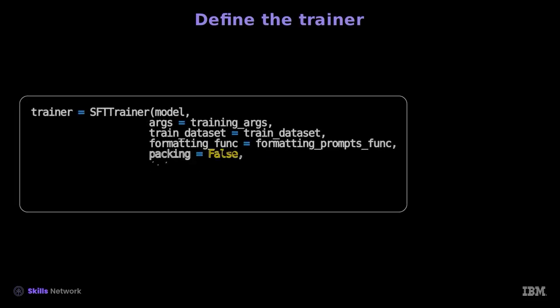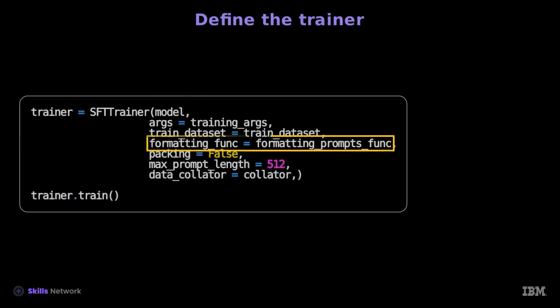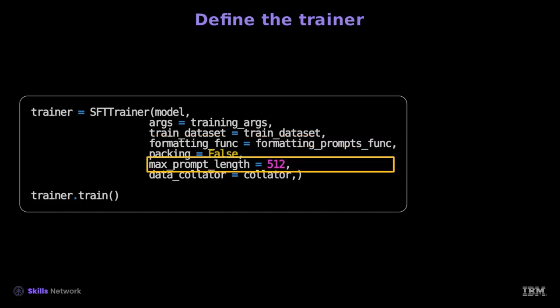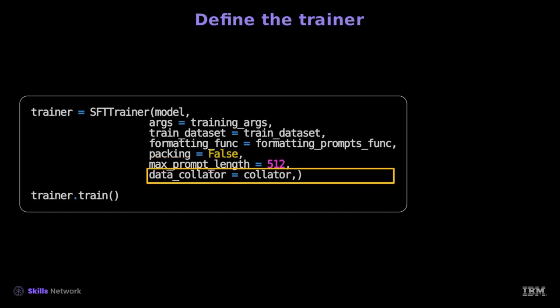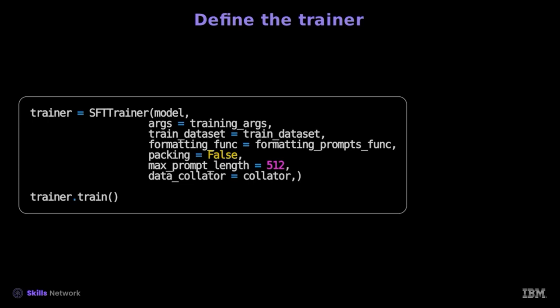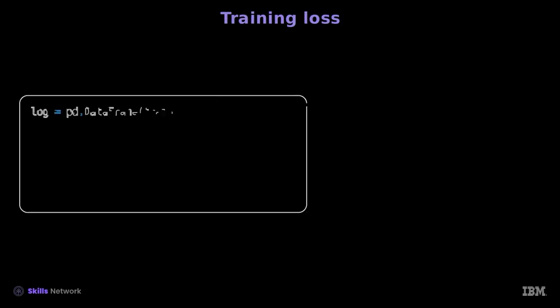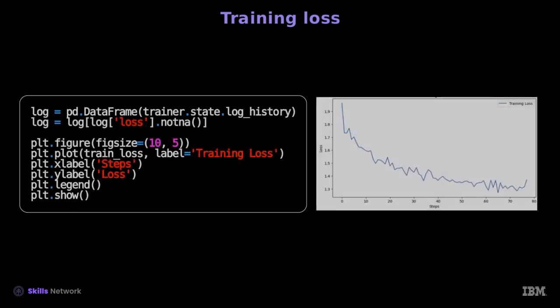Next, to define the trainer, create the SFT trainer object by passing the formatting function to the trainer to handle data pre-processing. Then set the packing parameter to false to not pack multiple short examples. Here, the max prompt length parameter controls the prompt length. Lastly, pass the collator to the SFT trainer. Let's review the data pipeline. Load the training dataset. Next, the formatting prompt function generates the prompts from the elements in the dataset. Finally, the data collator handles tokenization and masking. You can plot the training loss saved during training in the trainer state.